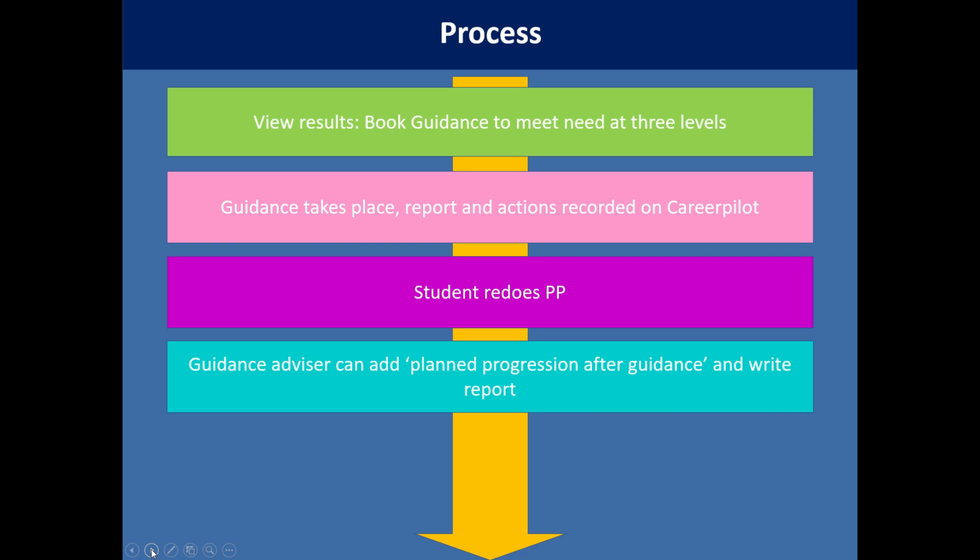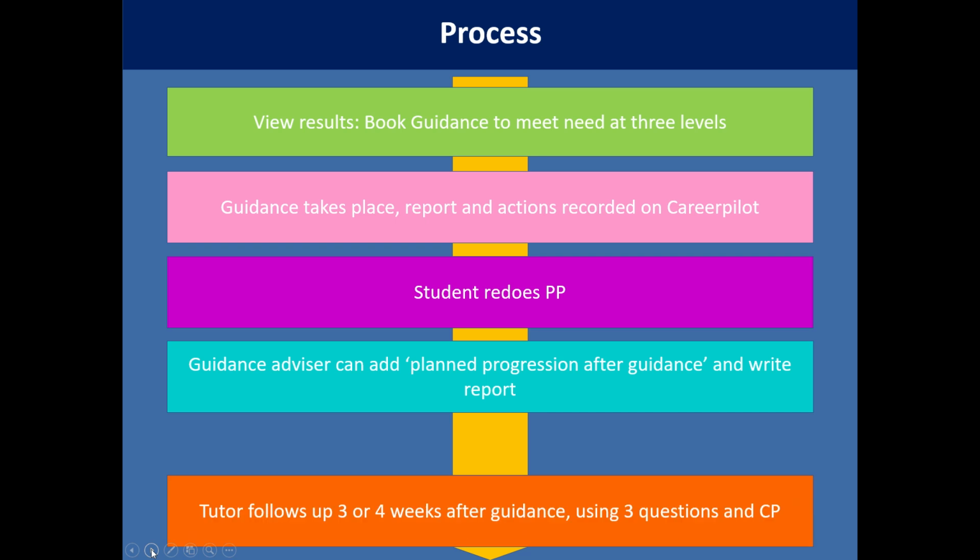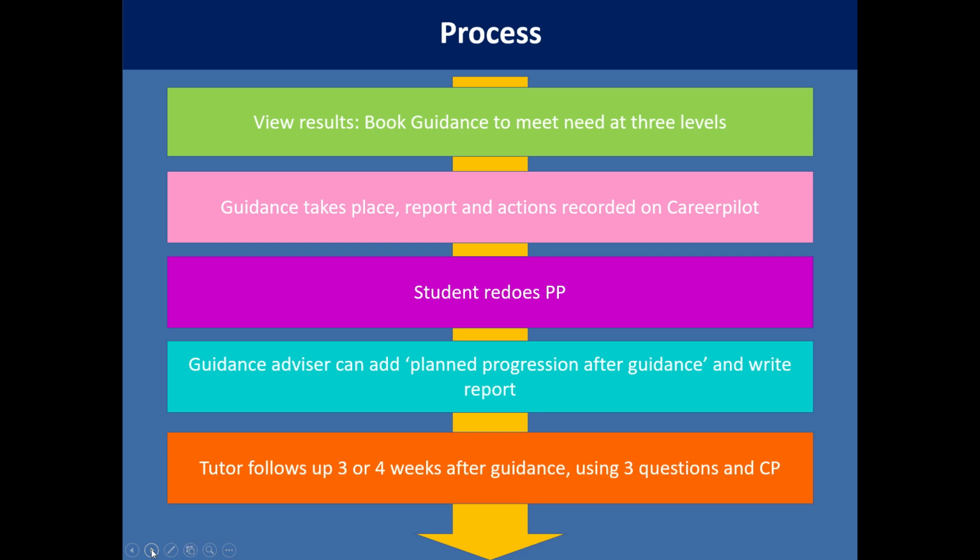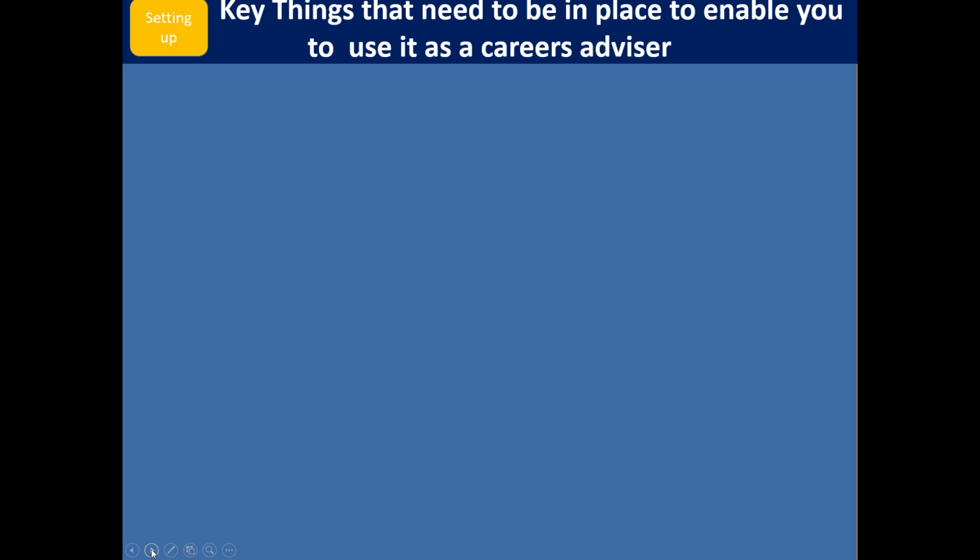You can write your one-liner, your planned progression one-liner about where they are after guidance, and you can also write your full report on Careerpilot. Then there's lots of information there to help the tutor when they follow up 3 or 4 weeks later. They can ask the 3 questions, but a lot of tutors are really interested to be able to look at this additional information as well.